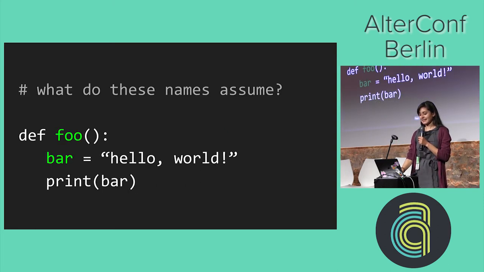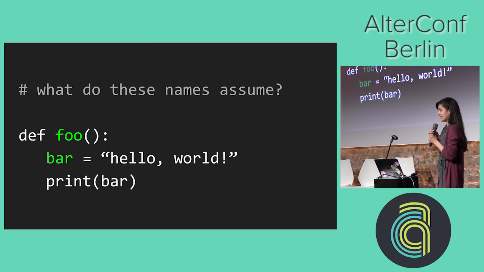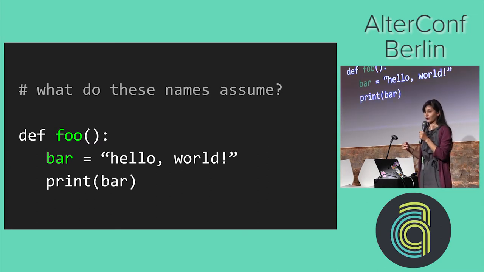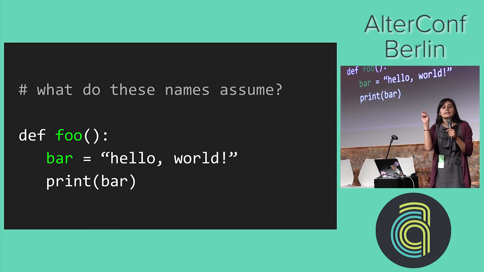And yet, how often do we come across names like this in, let's say, code examples, documentation? This is Python syntax, but it doesn't matter. I'm defining a function. It's called foo. I have a string, hello world, and I'm assigning that to a variable called bar, and then I'm printing bar. Foo, bar. Do these names mean something? No, they're often used in introductory examples to stand in for kind of any function, any variable.